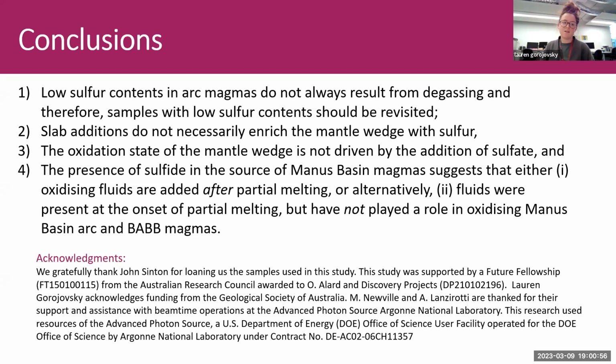And then lastly, the presence of sulfide in the source of Manus Basin magmas suggests that either oxidizing fluids are added after partial melting, or alternatively, fluids were present at the onset of partial melting but have not played a role in oxidizing Manus Basin arc and BAB magmas.